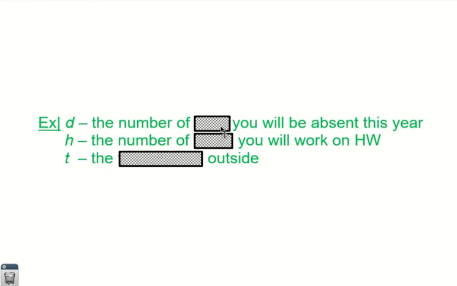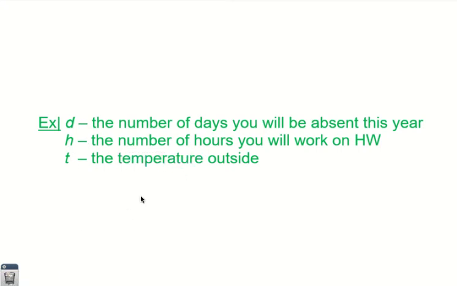Example, for the number of days, say it's an unknown, it could vary, or everyone has a different number of days they're absent. We could just use the variable d for this unknown number of days, whether it's 5 days absent, 7 days absent. Hopefully not a whole lot of days absent. We could say the number of hours you will work on homework. It's unknown, it can vary, so we can just fill it in with h. H could represent it, and then T would be maybe the temperature outside. It's unknown on different days. It varies. You know what I mean?